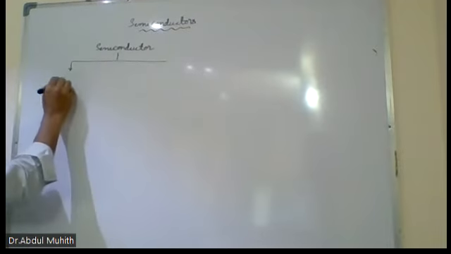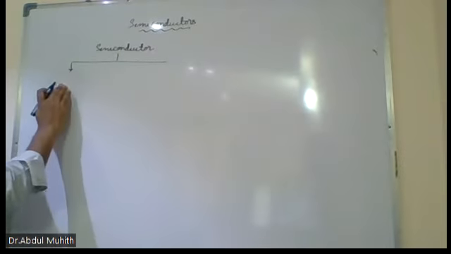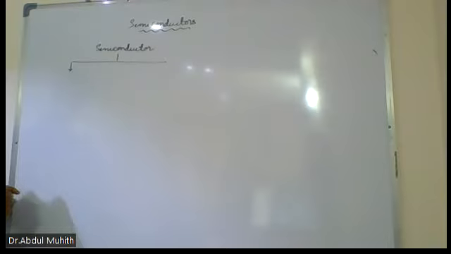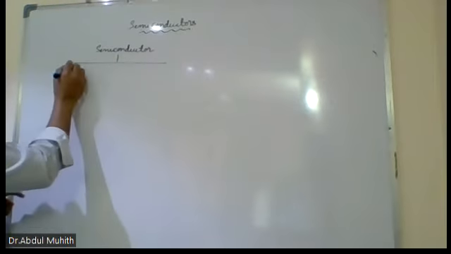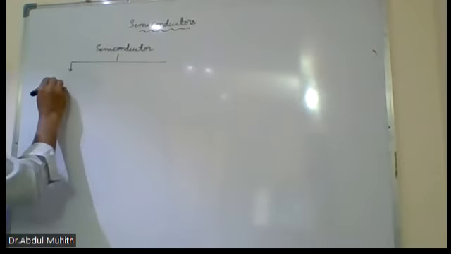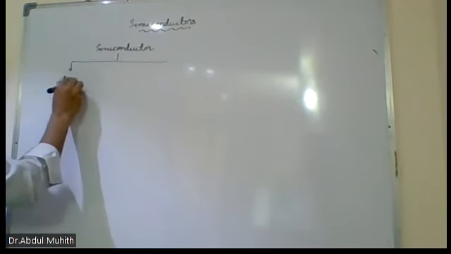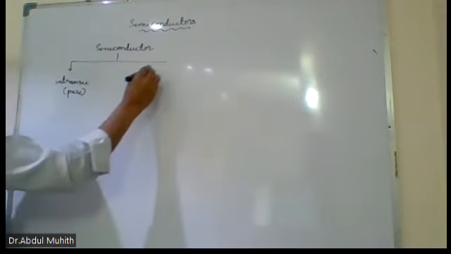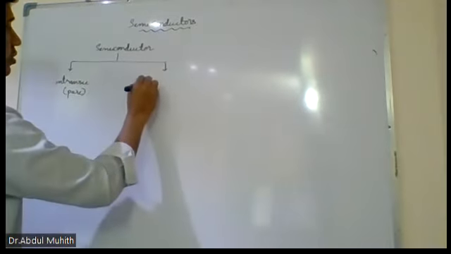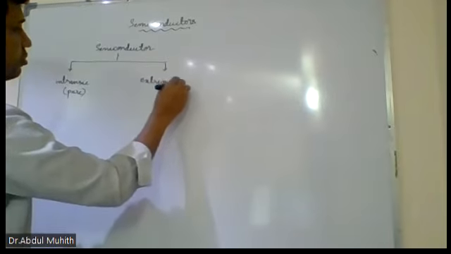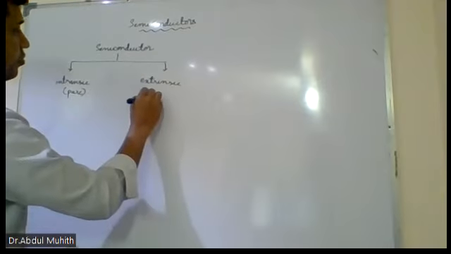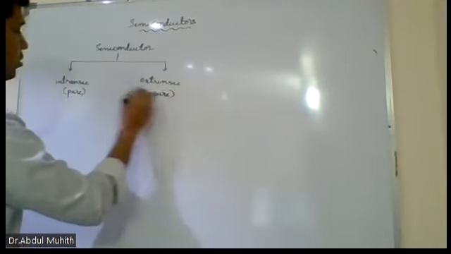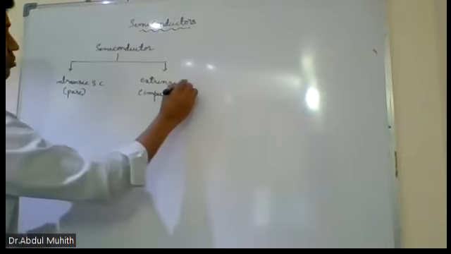We have extrinsic and intrinsic. Intrinsic means pure semiconductors, and extrinsic means impure. Extrinsic means impure semiconductor; we have pure semiconductor and impure semiconductor.